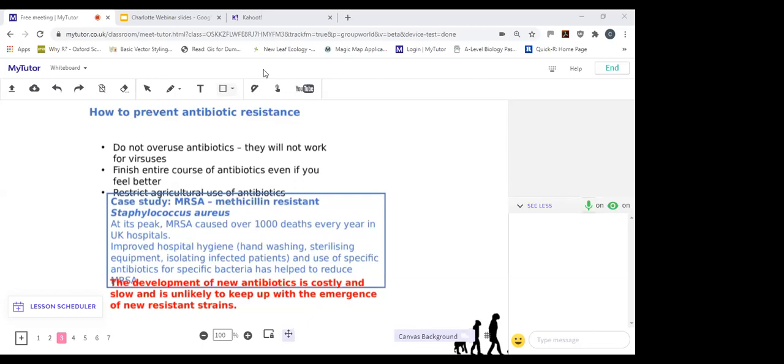Okay, someone, a really good question in the chat. Do we need to remember the case studies? No, not strictly, but they are quite handy to use in exams, and you might well have questions on MRSA. So they're quite a handy thing to have up your sleeve.